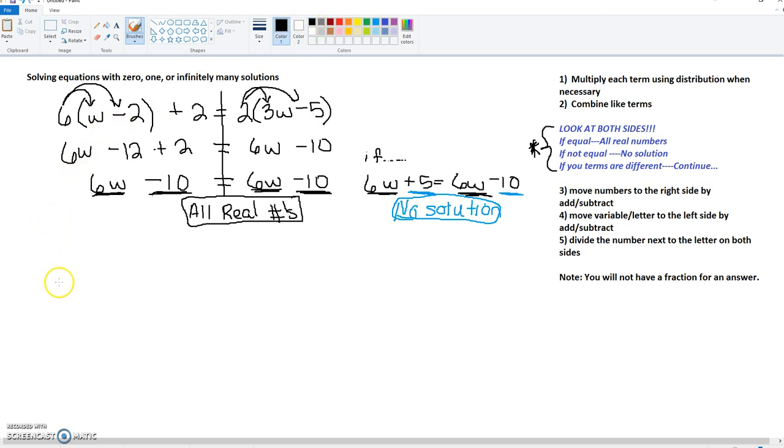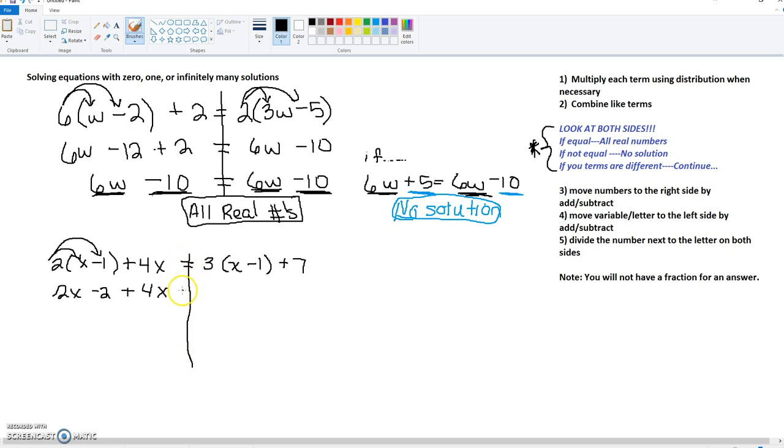Now we're going to look at our second equation. I've got 2 parentheses x minus 1 plus 4x equals 3x minus 1 plus 7. Okay, so I'm going to distribute. So we've got 2x, and then 2 times negative 1 is negative 2. Bring down the 4x for now.